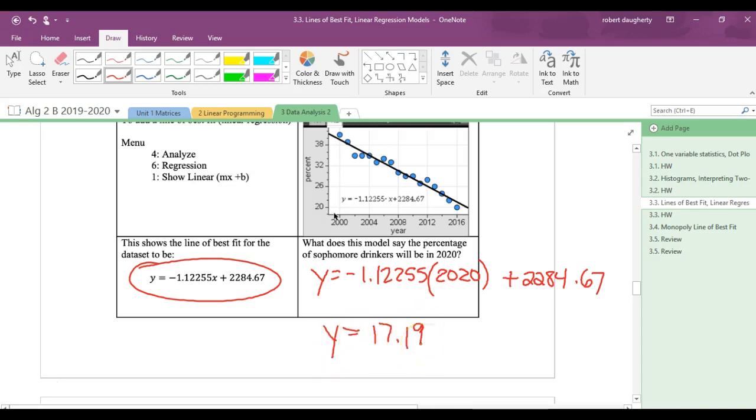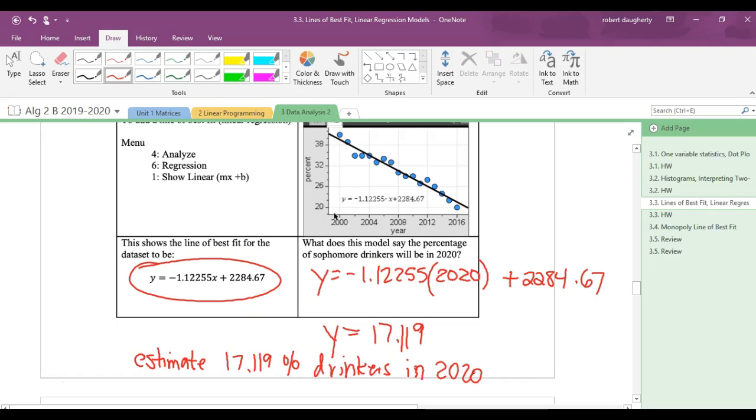So what does that tell me? I estimate what? Anybody else get 17.19? Oh, 17.119, you're right. So this tells me we estimate about 17.119% drinkers in 2020.